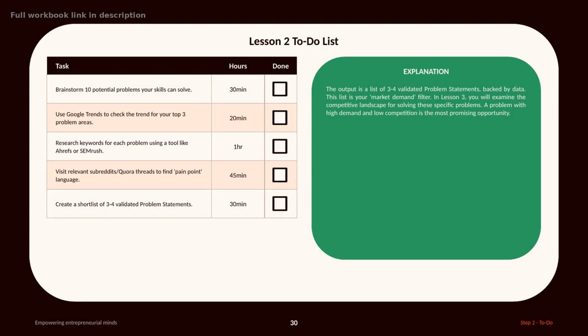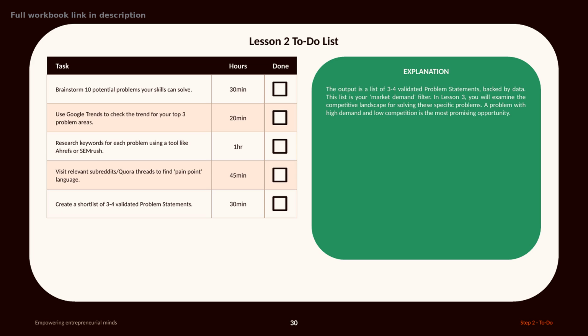Your checklist. Brainstorm 10 potential problems your skills could solve. Check Google Trends for your top 3 problem areas. Run keyword research on each using a tool like Ahrefs or SEMrush. Visit relevant subreddits or Quora threads to capture real pain point language, and pull all of that into a short list of 3 to 4 validated problem statements. This matters because that short list becomes your market demand filter.